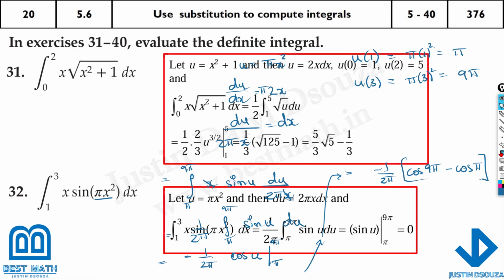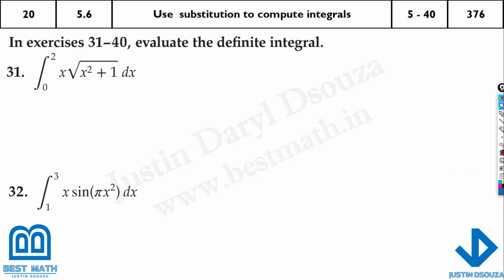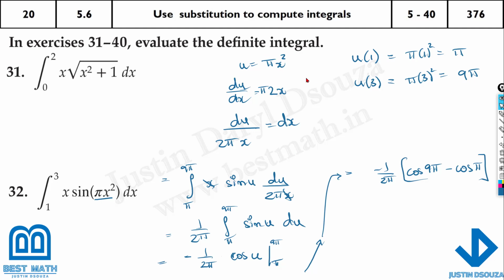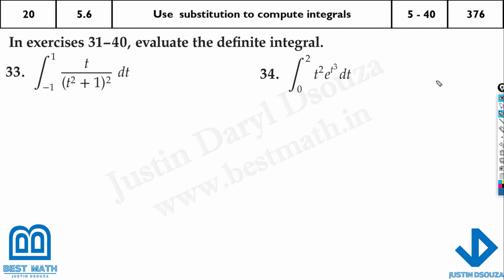Don't do what they have shown over here, because they have not done the steps properly. It is very important for you to do the steps: step 1, step 2, step 3, and the final step. Let's move to the next type of problems.